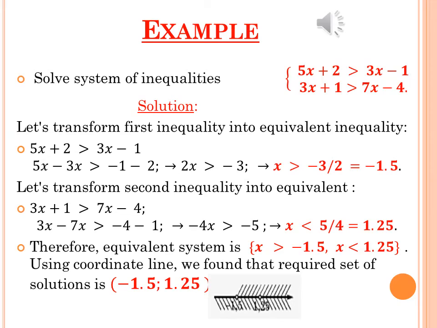On the number line here, we have 2 points, negative 1.5 and the other point 1.25. The first solution, x greater than negative 1.5, goes to the right. The second, x less than 1.25, goes to the left. The common solution is x belongs to negative 1.5 to 1.25. This is the solution for this system of inequalities.